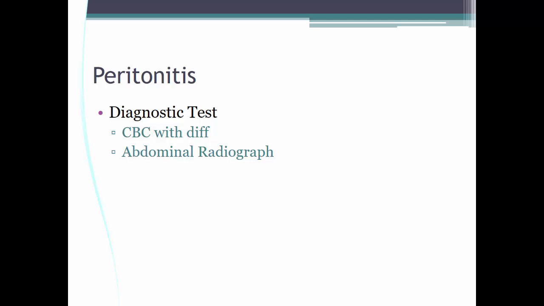Ecchymosis of the costovertebral angles, which you would see in pancreatitis, is called Grey Turner sign, or around the umbilicus, which is the Cullen sign, that suggests pancreatitis, etc. So basically, you have to go by the underlying etiology. Always again, if it's childbearing ages, do a pregnancy test.